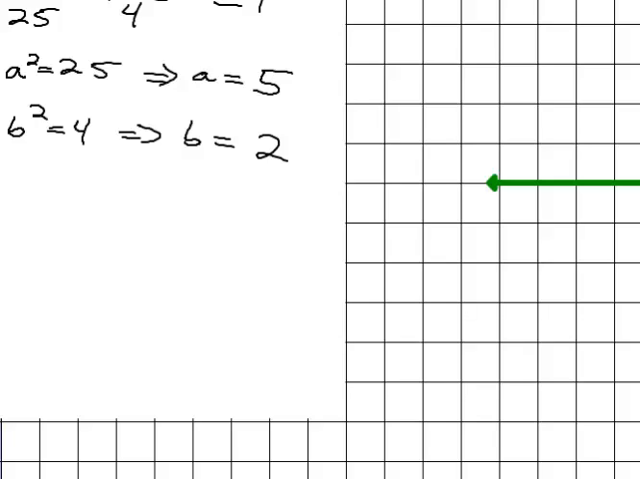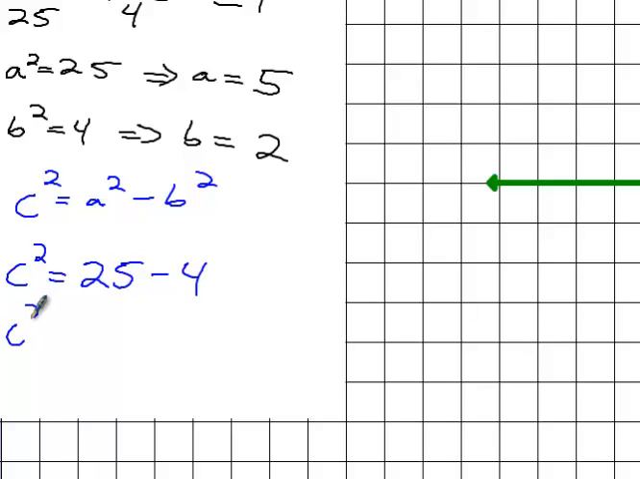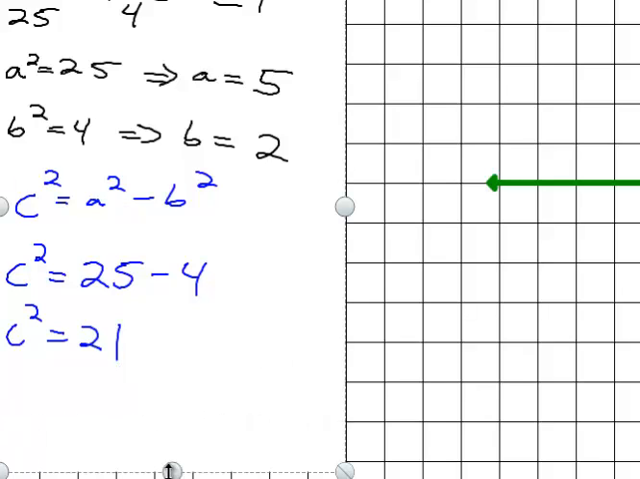So if you look at the formula for a focus, it says that you get C squared equal to A squared minus B squared. Everybody okay with that? Yes? All right, so what's my A squared value? 25, and what's my B squared? And what is 25 minus 4? 21. So I need to know my C. So what am I going to do with that 21? Square root it, and we're going to get a plus or minus, right?